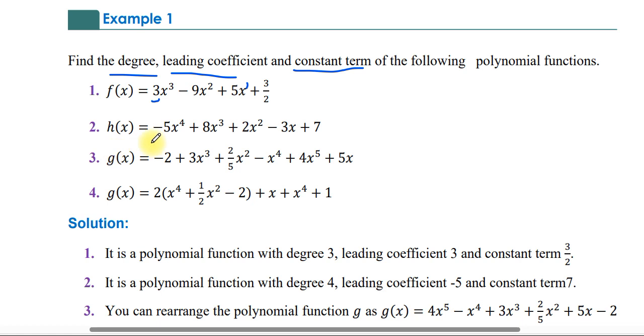Second, h of x equals negative 5x to the power of 4 plus 8x cubed plus 2x squared minus 3x plus 7. Here we do the same thing. The degree is 4. The leading coefficient is -5. And the constant is 7.